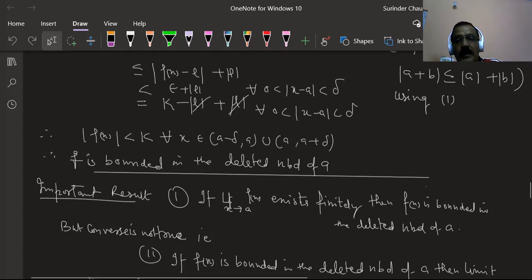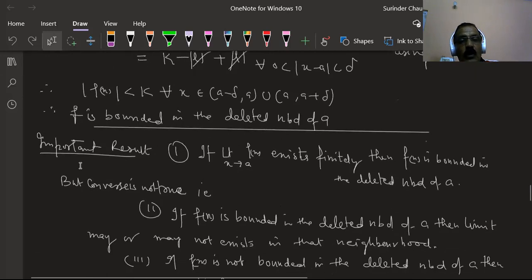Now important results are: if the limit of f(x) as x tends to a exists finitely, then the function f(x) is bounded in the deleted neighborhood of a. We took this part. But the converse is not true. That is, if a function is bounded in a deleted neighborhood of a, then the limit of the function may or may not exist in that neighborhood.